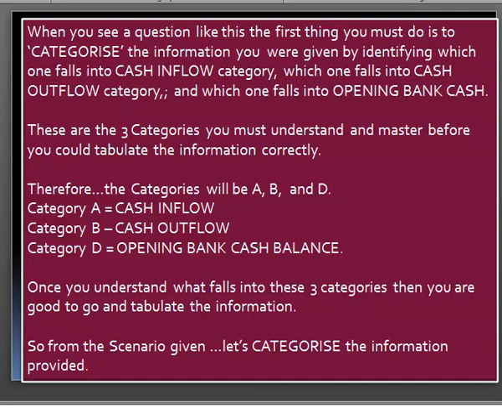Okay, when you see a question like this, the first thing you must do is to categorize the information you were given by identifying which ones fall into the cash inflow category, which ones fall into the cash outflow category, and which one falls into opening bank cash. These are the three categories you must understand and master before you can tabulate the information correctly. So therefore, the categories will be A, B, and D.